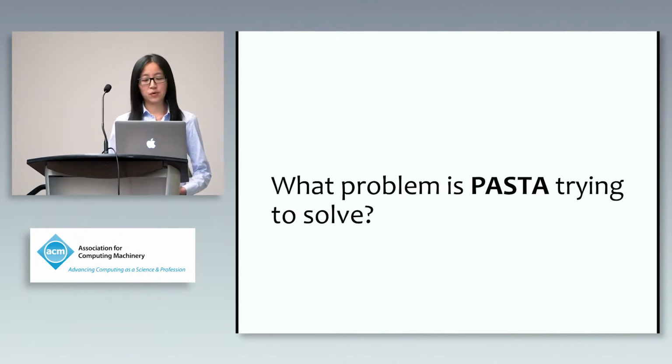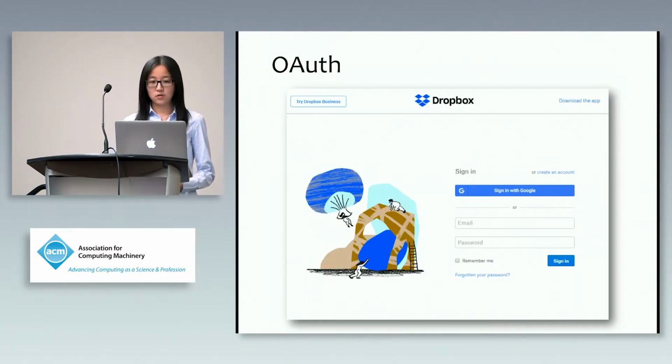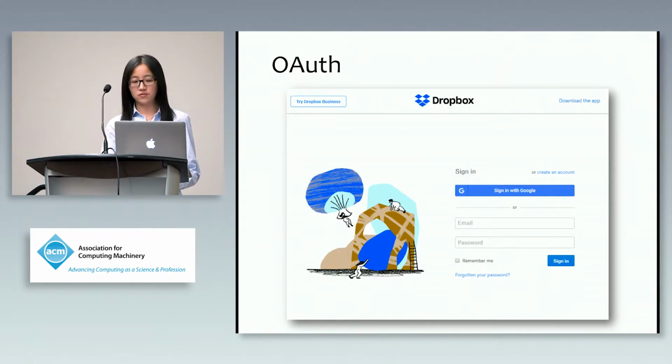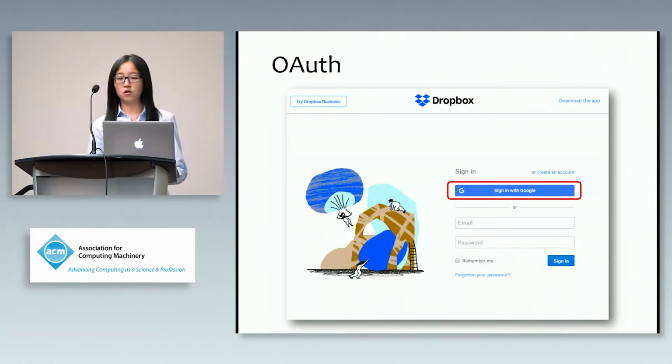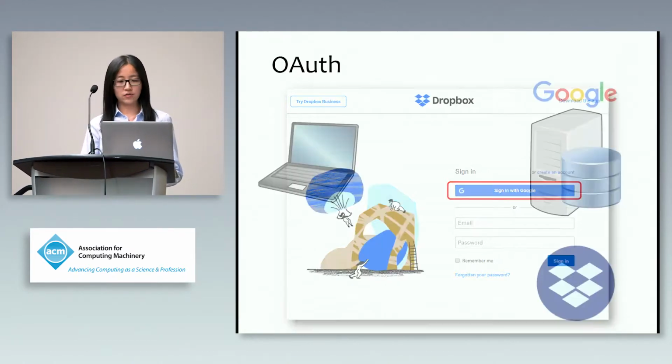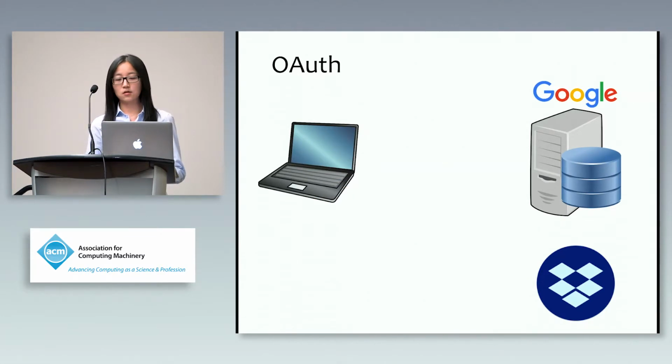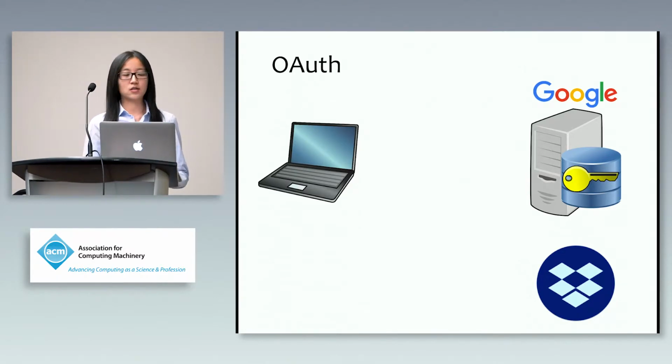Let's start with an example. When you try to sign in to Dropbox, there is an option of signing in with Google. So how does that work? The open standard of this mechanism is called OAuth, and it works as follows. In this picture, there are three parties: a Google server holding a secret key, a Dropbox server, and a user.